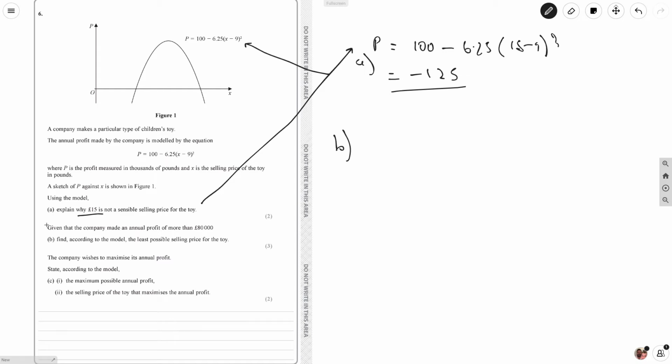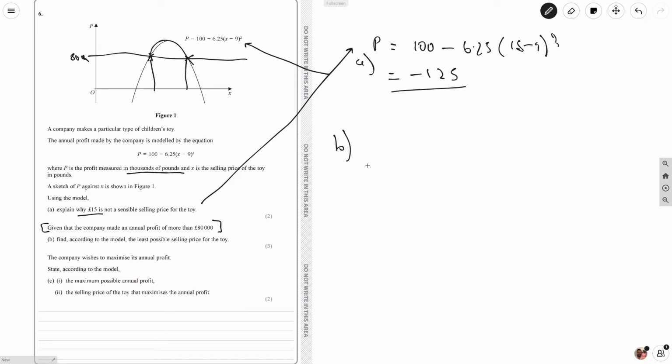So moving on to part B, it says given that the company made an annual profit of more than £80,000, find according to the model the least possible selling price for the toy. So if I go back to the graph, that is equivalent of putting a line across here where this is 80,000. The values are in thousands, it mentions that up here, so this really is just looking at where this is 80. You can see that there's 2 points where it's exactly 80, and any of these in between these two values would give you a profit more than 80,000, which is what we want here.